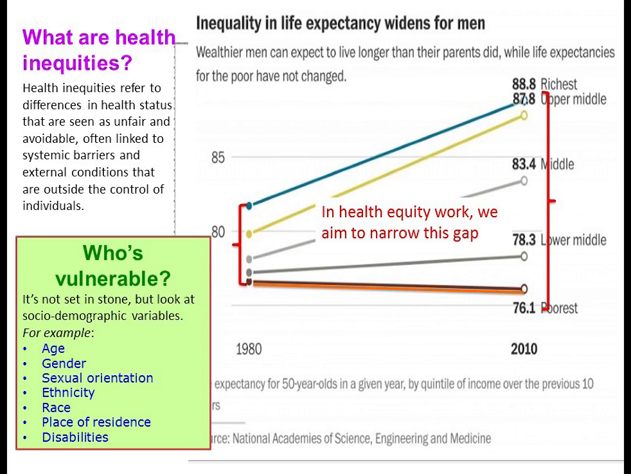So aside from socioeconomic groups, who else is vulnerable to health inequities? It depends. So it's not set in stone, and it's going to depend on the context. But usually you look for it along socio-demographic lines. So differences between age groups, gender identity, sexual orientation, ethnicity, race, immigration status, place of residence. That could be rural, urban, it could be homeless versus housed, disabilities, and so on.